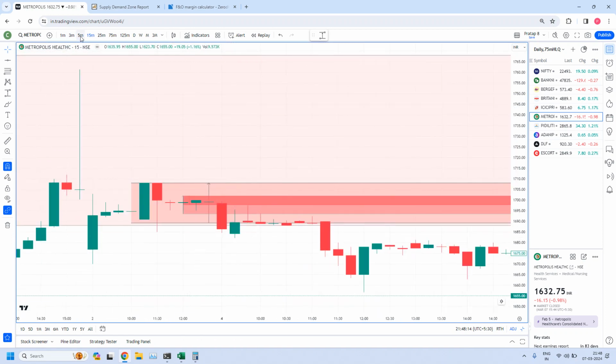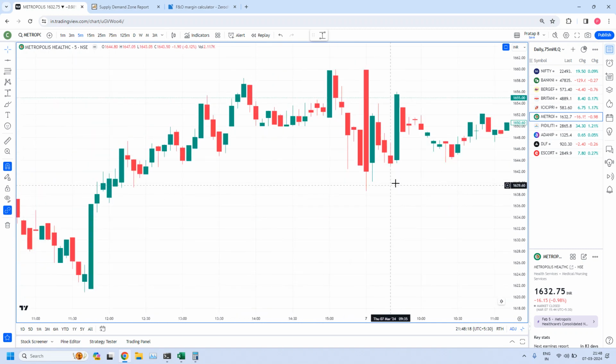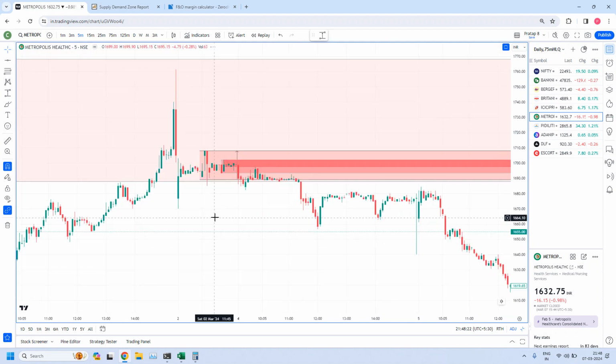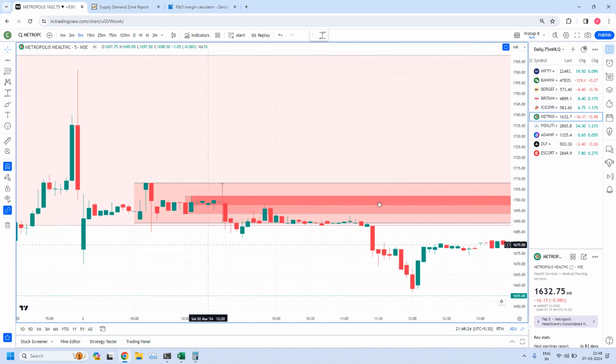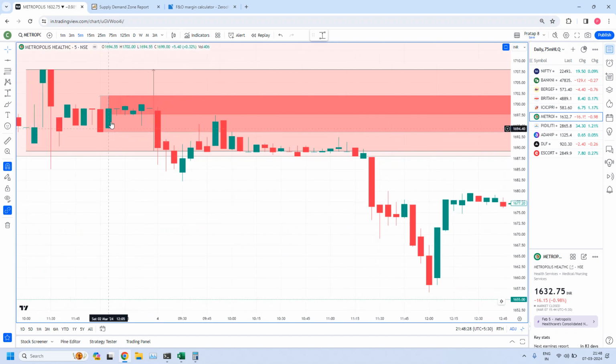Okay, now I went to 5 minutes and I fine tuned there. In the 5 minutes, you will get clarity. Rally, 1, 2, 3, 4, 5 base candles. This fifth base candle is on a special trading day, so that's why we can ignore this candle.